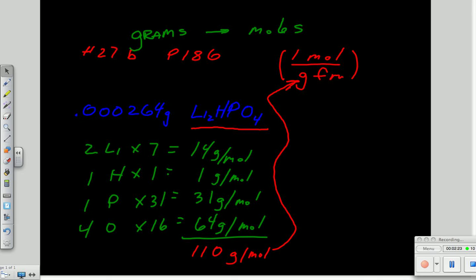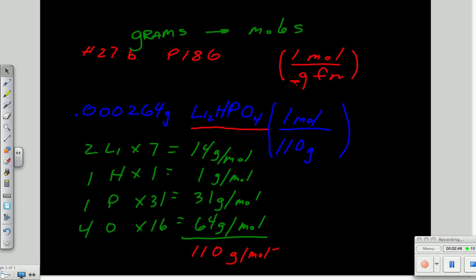So now to solve this problem, okay, let me get this out of there so I got room to do it. I'm going to take that and multiply it times this conversion factor, which is for every 1 mole of lithium hydrogen phosphate, it's going to be 110 grams.